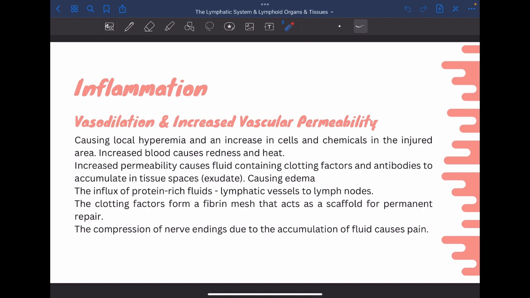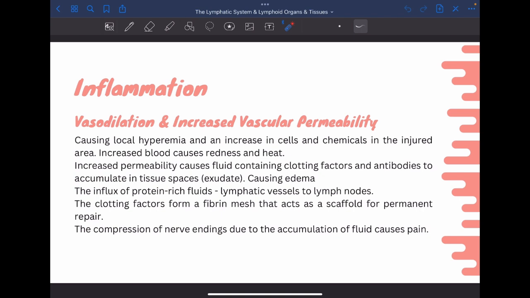The last cardinal sign that we have to mention is pain. So we said we have redness, heat, edema or swelling, and pain. How does pain happen? Pain, as we mentioned, can happen because of the release of prostaglandins or kinins, but pain can also happen because of the swelling compressing nerve endings. This will result in pain.